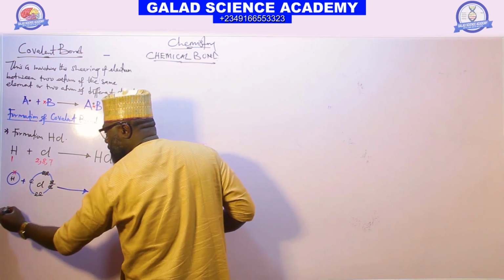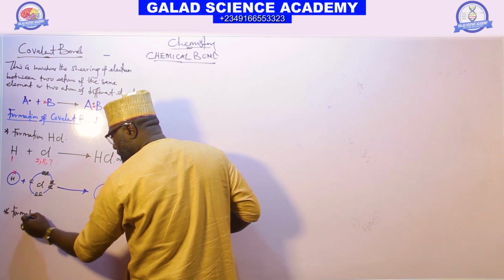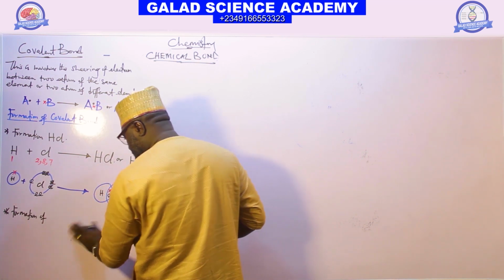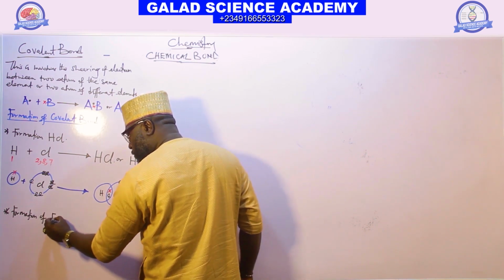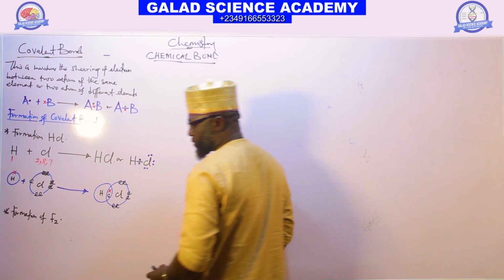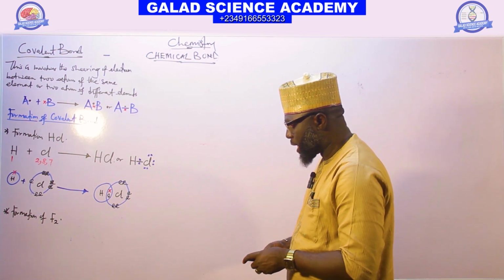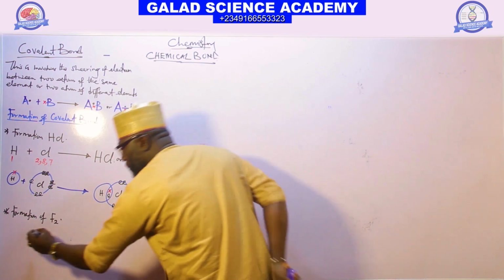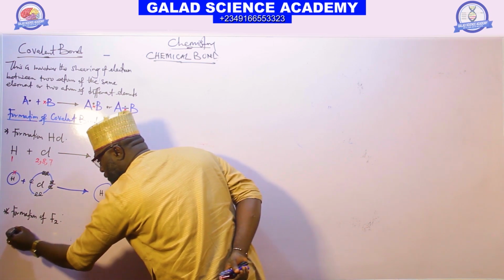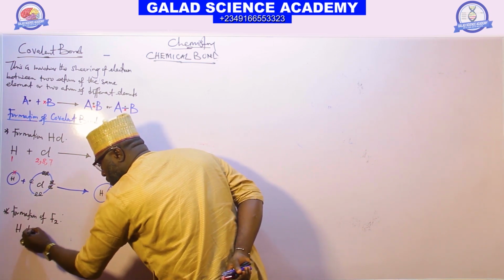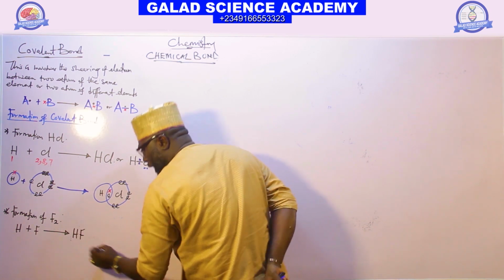The second one, let me look at the formation of fluorine molecule. If you look at fluorine molecule, here, it is a combination of F plus F. Let me put it here. It's a combination of HF plus F to give us hydrogen fluoride.